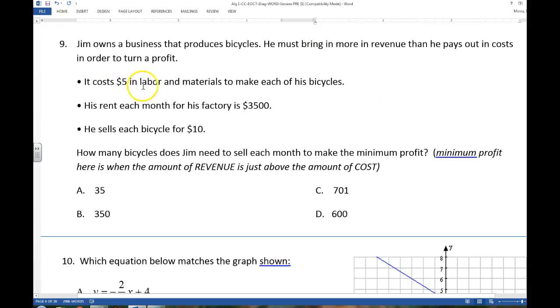All right, it costs him $5 in labor and material to make each of his bikes. So it costs him $5 to make the bikes. His rent each month for his factory is $3,500. So it costs him $5 to make it. The rent he pays for the space he uses is $3,500, and he sells each bike for $10. Now, we don't right now know how many bikes he has to sell, but we're going to figure it out.